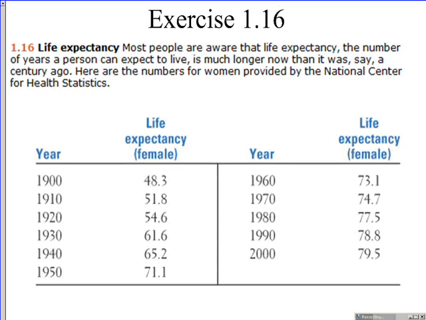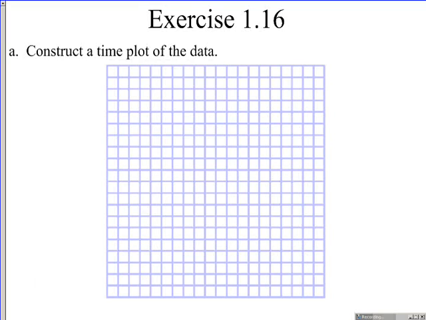So looking at problem 16 here. Most people are aware that life expectancy, the number of years a person can expect to live, is much longer now than it was, say, a century ago. Here are the numbers for women provided by the National Center of Health Statistics. So we have the year, we have the life expectancy of females. We can see that it has been increasing since 1900 up through the year 2000. We want to construct a time plot of this data.